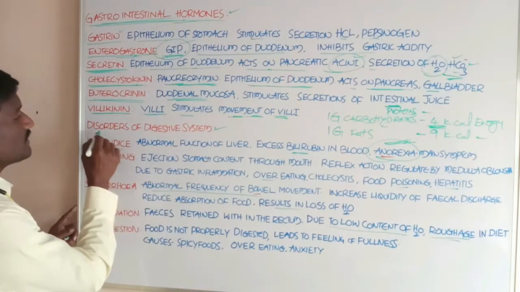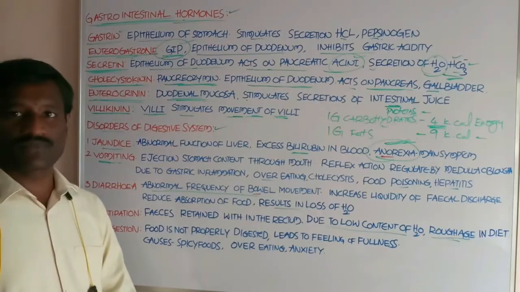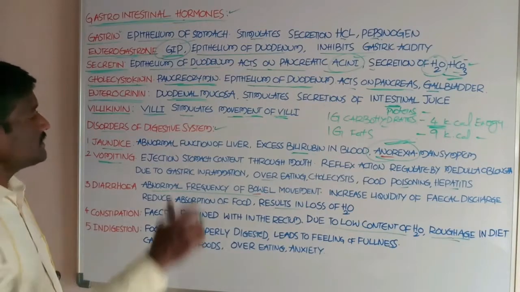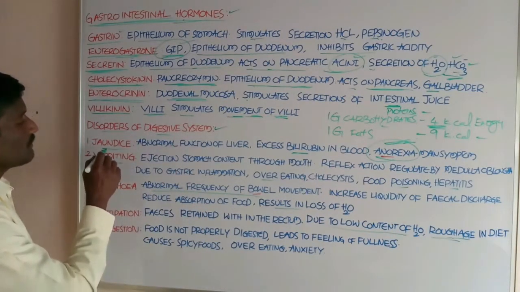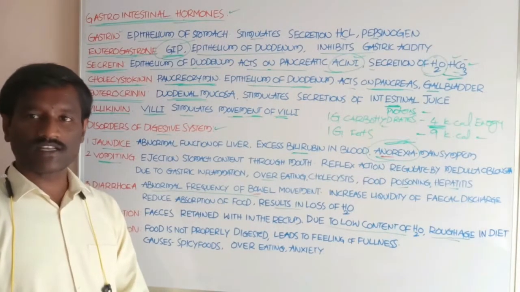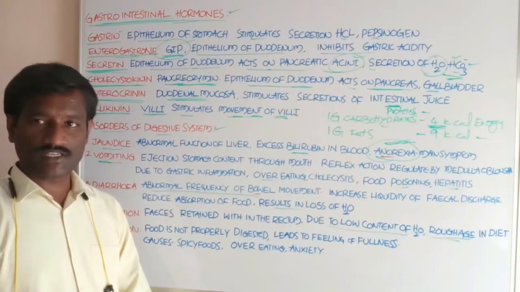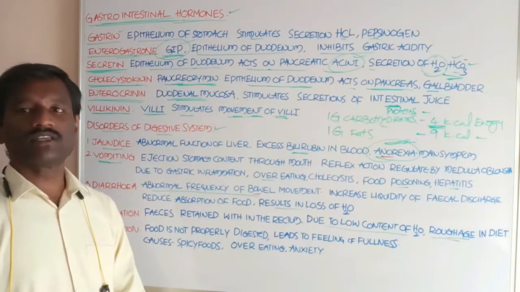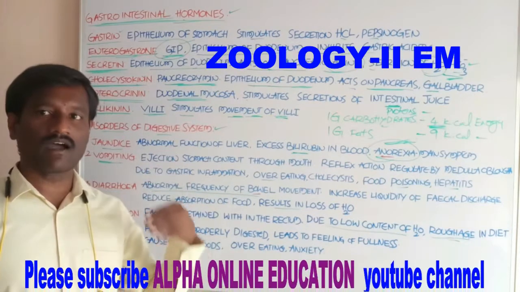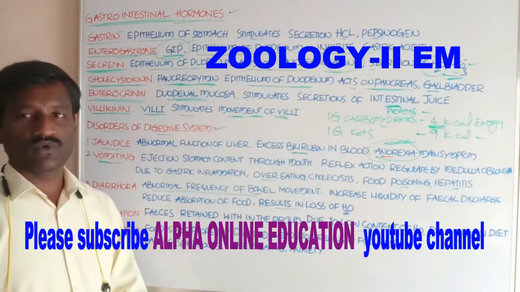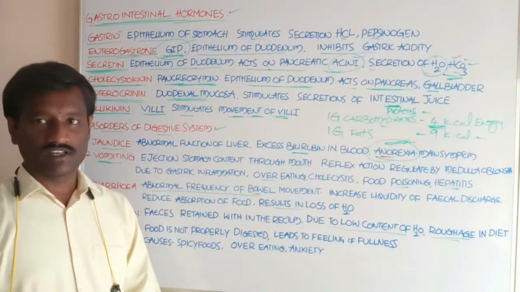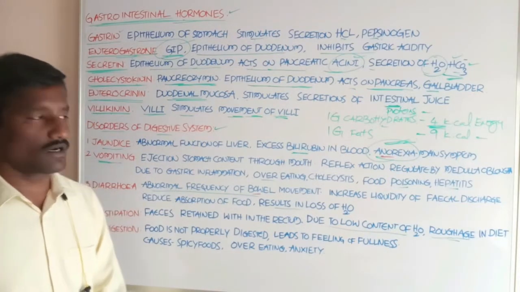And now, disorders of the digestive system. Okay students, in the disorders of the digestive system, so many types of disorders cause intestinal inflammation. Inflammation is caused by bacteria and viruses. Many parasites also cause different types of disorders of the gastrointestinal tract.